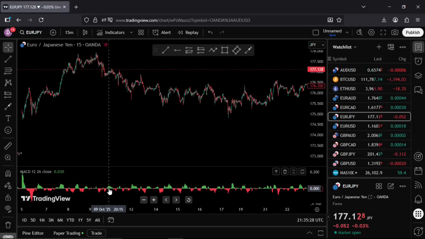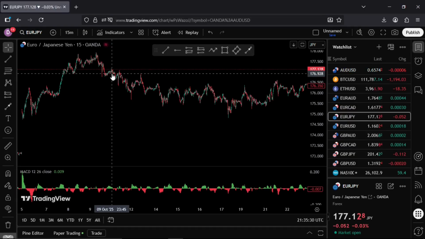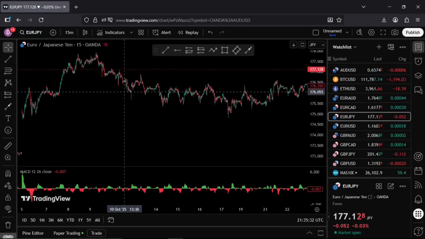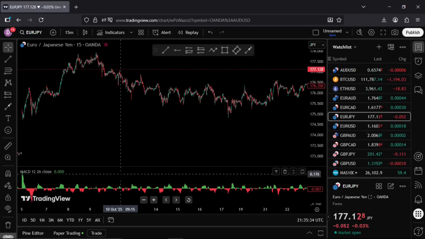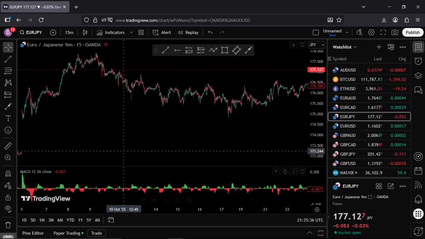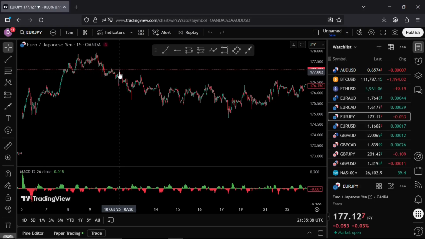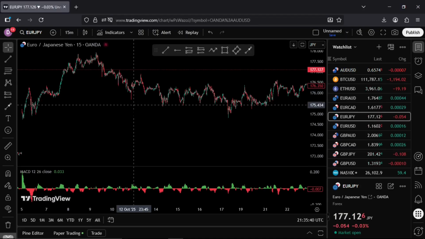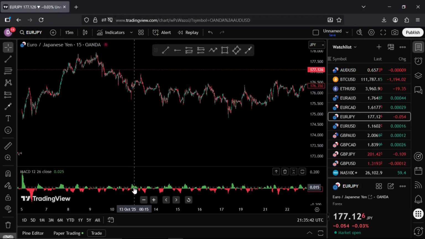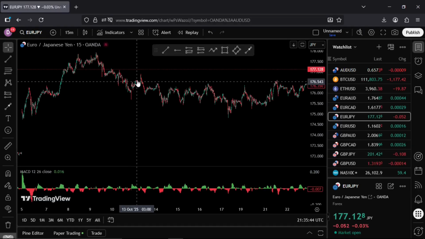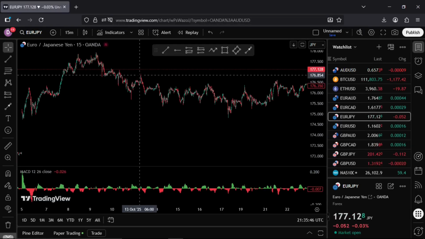Okay, so price was going up, so this right here is a lower high. Same thing where it says green on the MACD right here. This right here will be a lower high. Same thing where it says green. This part right here will be a lower high.